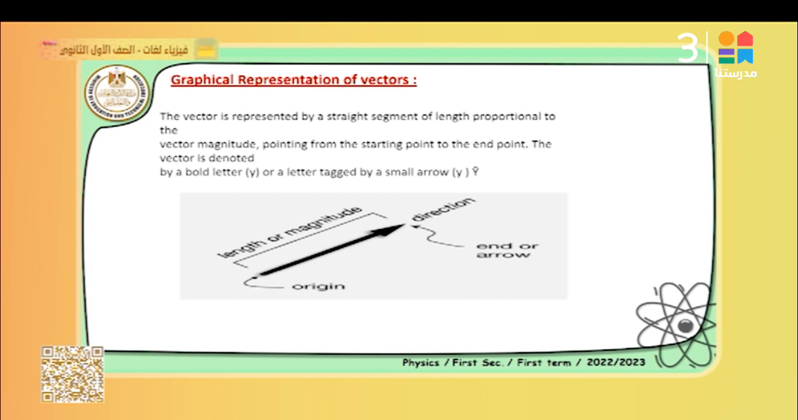First, the vector is represented by a straight line or a segment that has a starting point and an ending point that points to the direction of motion of the vector itself. So, a vector has magnitude and points from the starting point to the end point.